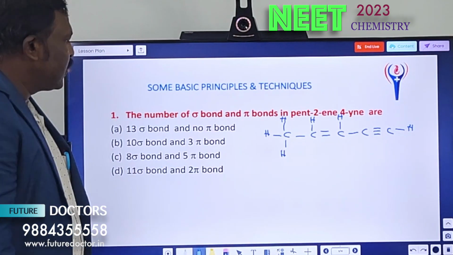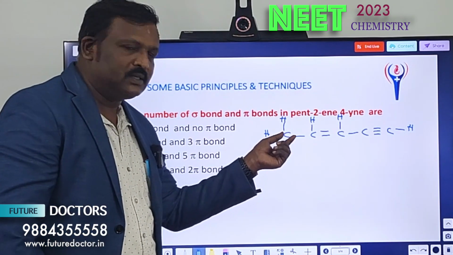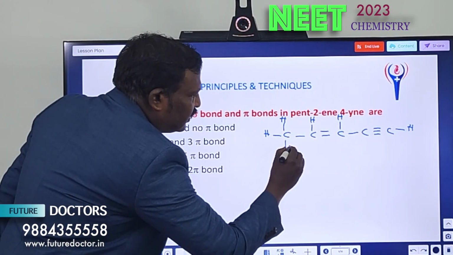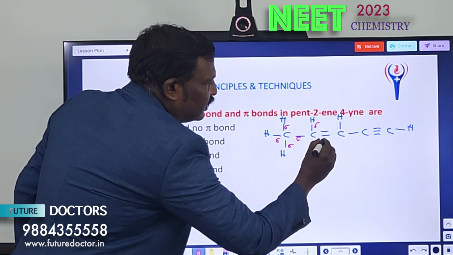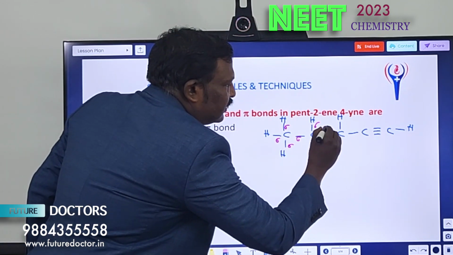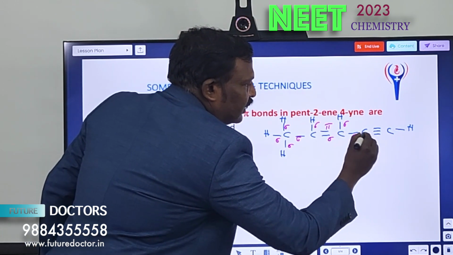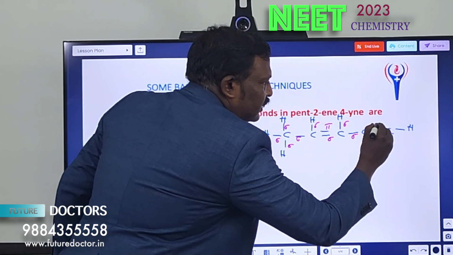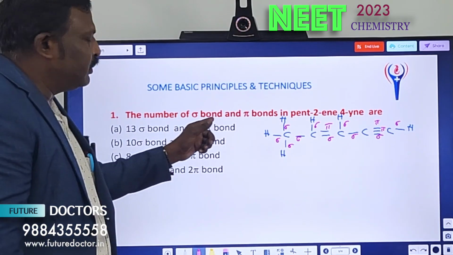Understood? Now they are asking to find only sigma bonds and pi bonds. I already told you, a single covalent bond is called a sigma bond. Here also single bond. If there is a double bond, the first bond we consider as sigma bond, the second bond we consider as pi bond. Here all are sigma bonds. The first bond is considered sigma, the remaining is considered pi. Here also a pi bond. This also is a sigma bond.